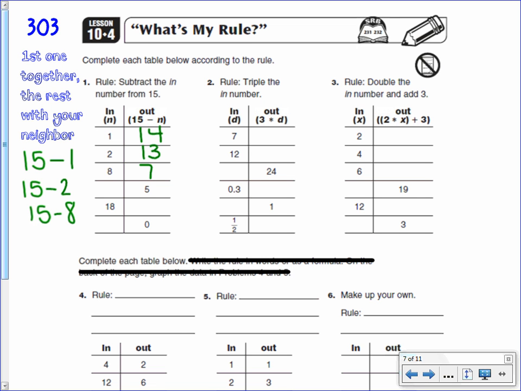Okay, they try to trip you up a little bit on this one. 10. Yeah, no, 20. 10. Hang on. Let's walk through it. That's why we're doing this together. Okay. Our rule is still 15 minus, but, oh, we don't know what it is. But it equals 5. 15 minus what would give us 5? 10.